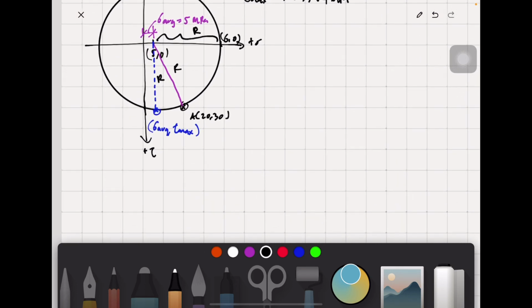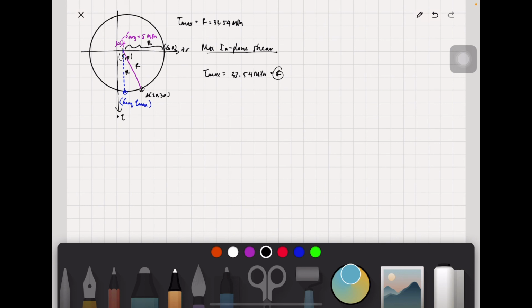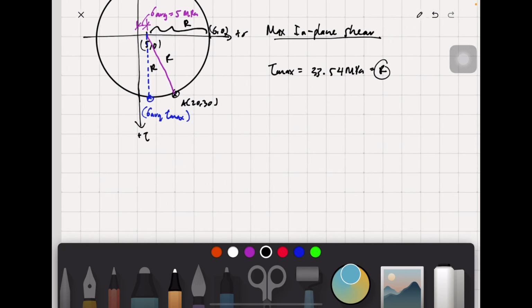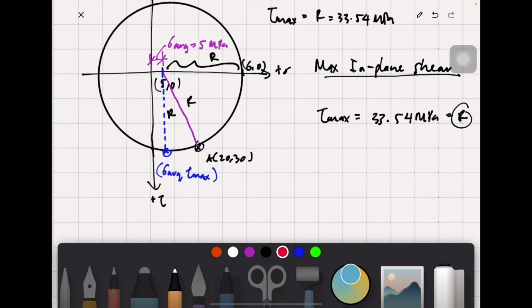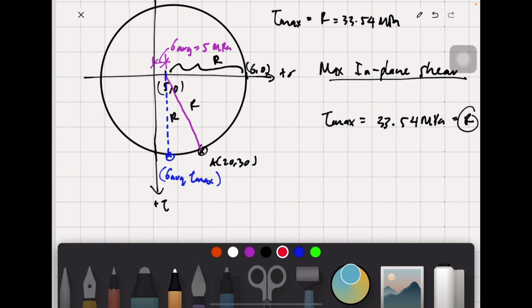So to simplify, this maximum in-plane shear can be simply said tau max is equal to 33.54 megapascal, which is also the radius of our Mohr circle. You need to remember, we need to draw the RVE for this also. And I think the only thing missing in my explanation here is the angle for our theta S, which is the theta for the shear stress.